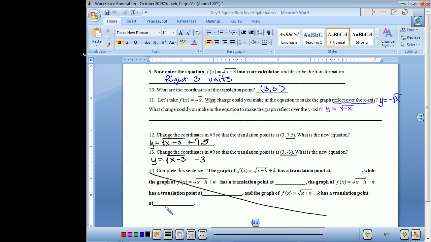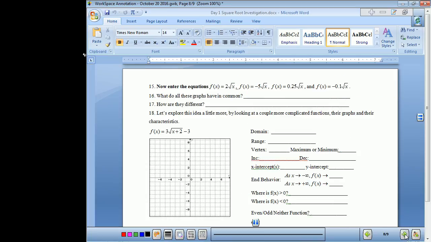Okay, just like the other day, all of that's a little too much. But when we have this graph, our translation point always goes to HK. When we're looking at our parent functions, our translation point goes to HK. Alright, so let's look at the back.